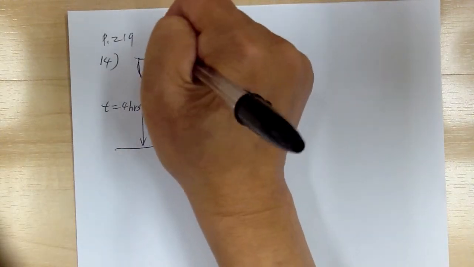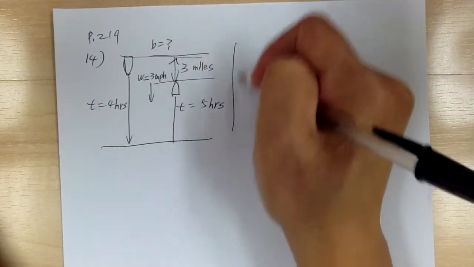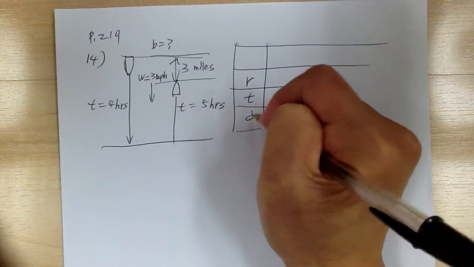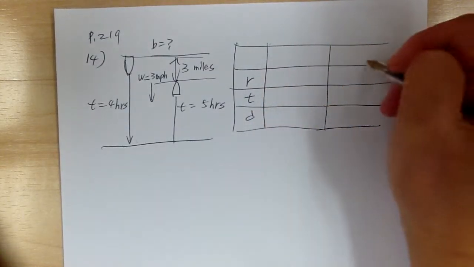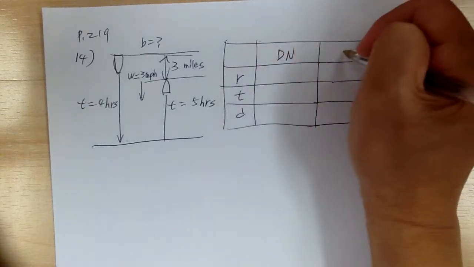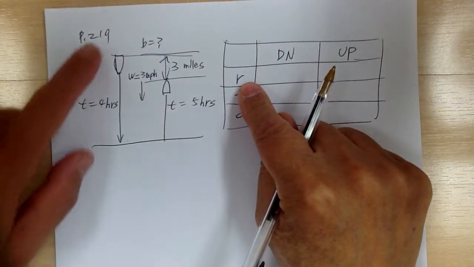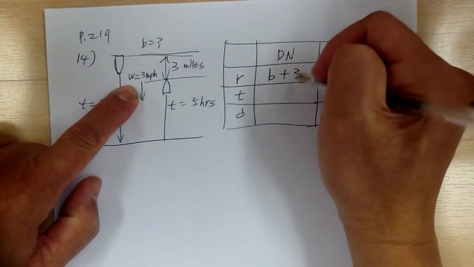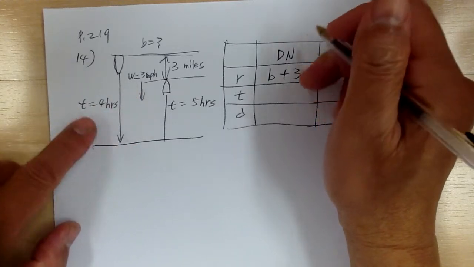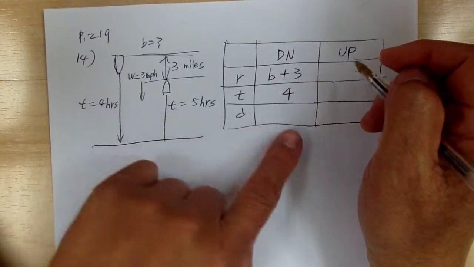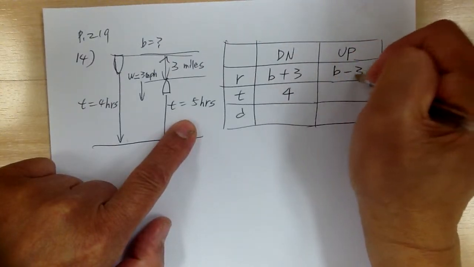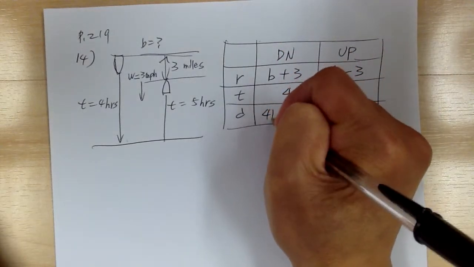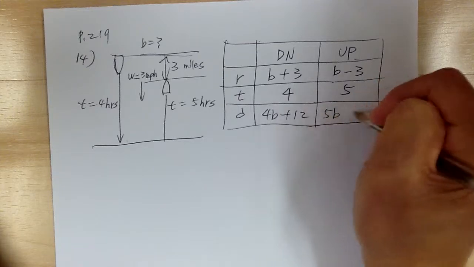So you're looking for the speed of the boat. Again, let's go and make the table. So r times time equal to distance. This is going down and it's going up. The speed of going down is going to be the speed of the boat plus the water, because when you're going downstream, the water is going to carry the boat down and it's going to go faster. And the time is 4 hours. When it's going up, it's going to be speed of the boat minus the water because the water is going to push it back. And the time is 5 hours. So again, you multiply, you got 4b plus 12. You multiply, you get 5b minus 15.